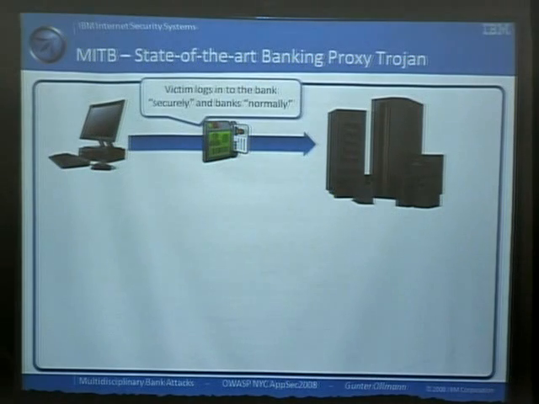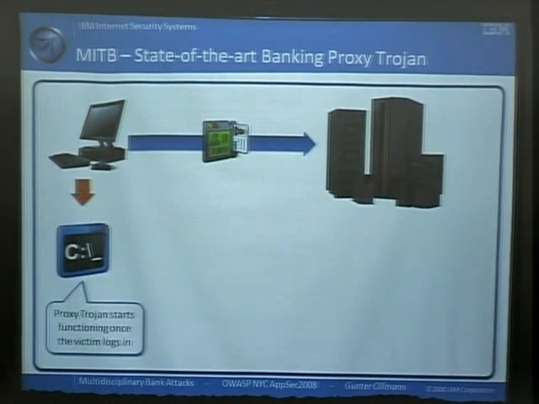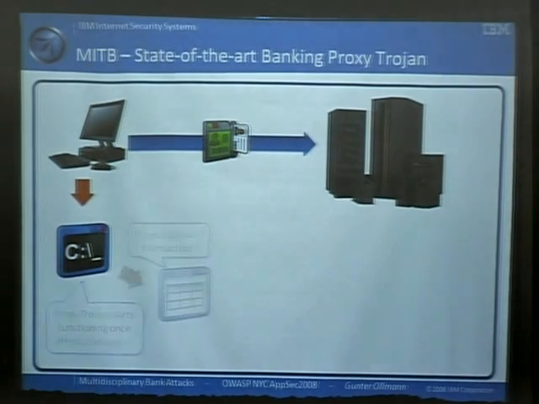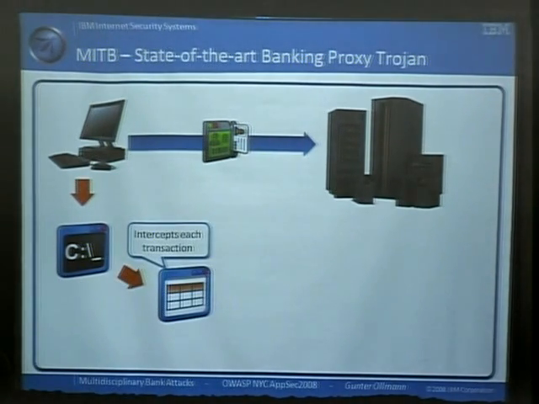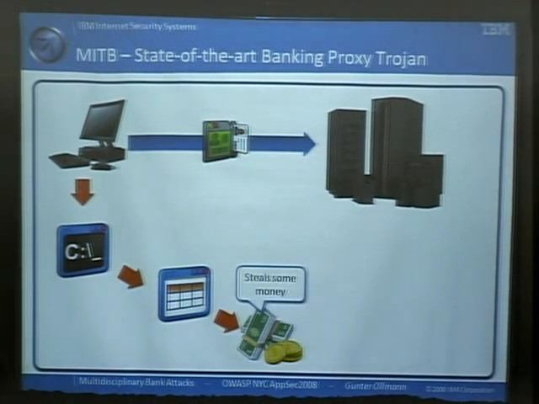So what does it really look like? From a man in the browser, from the proxy Trojan, the user logs in. Don't care what sort of authentication system or whatever. Let's assume that that's totally secure. What's going on is, as soon as they have logged in, the malware kicks up. It actually starts really doing its actions. So the first thing it does is it intercepts every single transaction. Every single transaction, it adds another transaction or changes the value of that transaction.